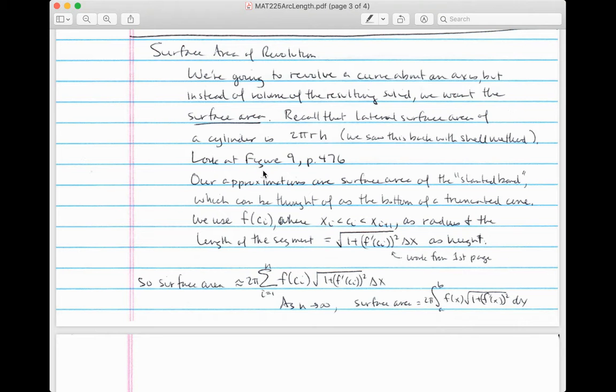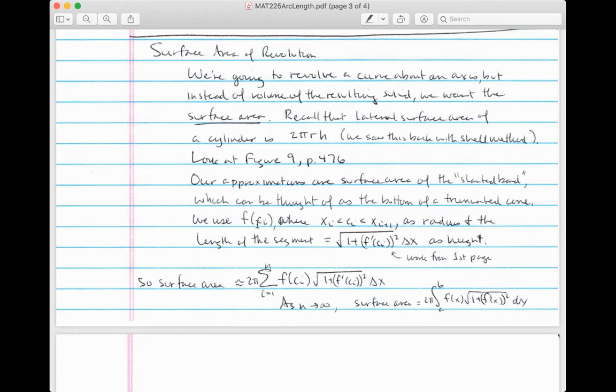Again, I'll encourage you to look at a figure in the text. Look at figure 9 on page 476. The actual surface area that we're going to be approximating is that of what our authors call a slanted band, which we could think of as part of a truncated cone. If we lopped off the top of a cone, we would get that shape. And what we're going to do is approximate the surface area of that truncated cone, that slanted band, with the surface area of a cylinder.